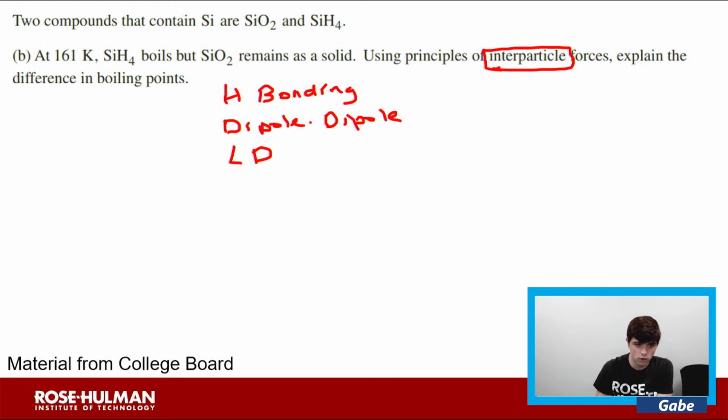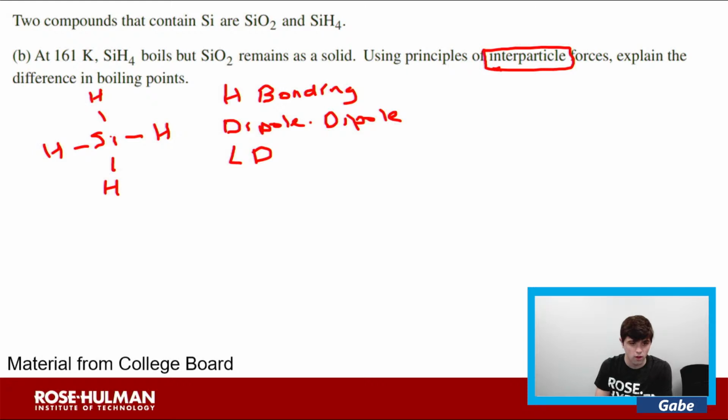So, when we look at our part B, we have SiH4. Now, how do we know how many forces there are in this? So, we can figure out if it has London dispersion forces. We know that every single compound will have London dispersion forces when we draw out its Lewis dot diagram.